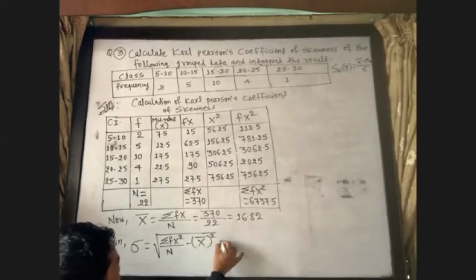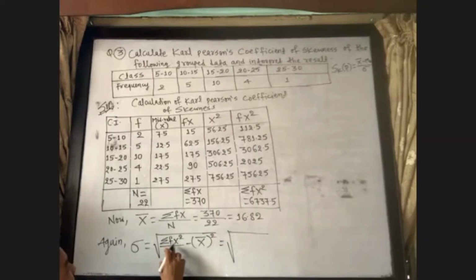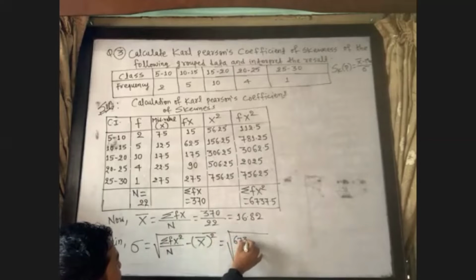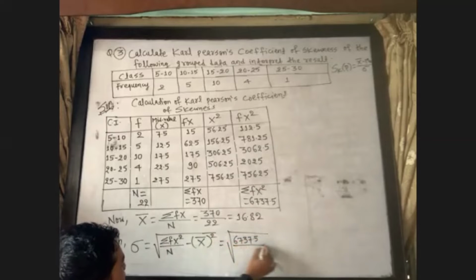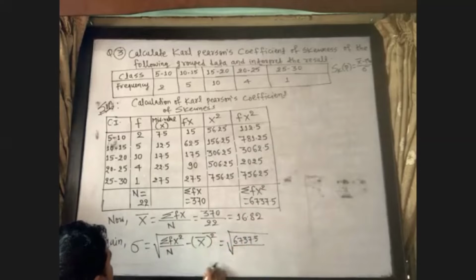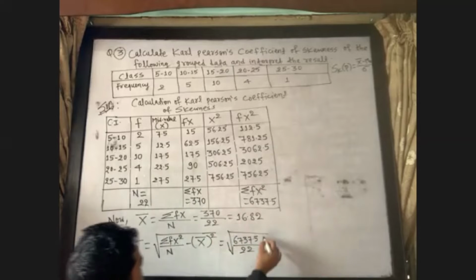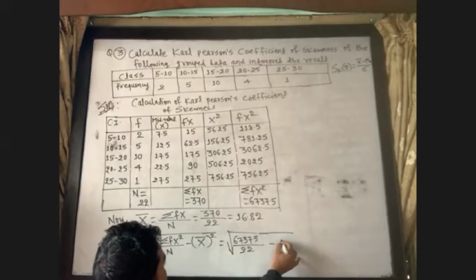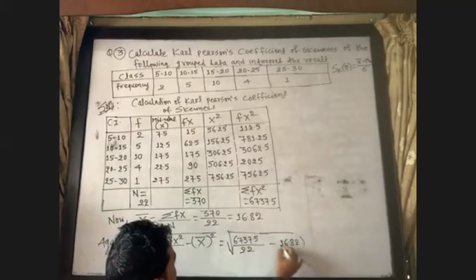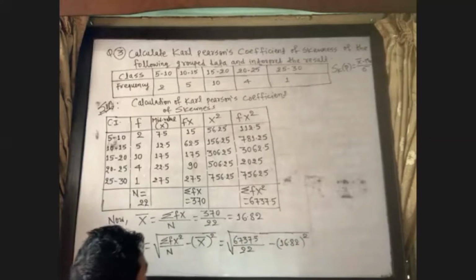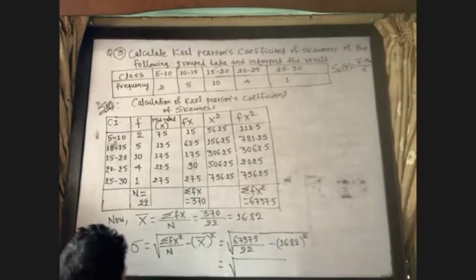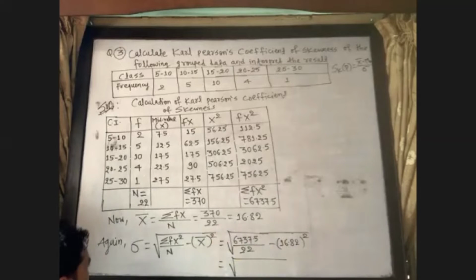Now let's put the values. यसमा भ्यालु राखौं. Summation f x square भनेको 6737.5 divided by n means 22. Okay, then minus 16.82 ko square. So let's calculate what we'll get here. 6737.5 divided by 22 garda we'll get here 306.25.